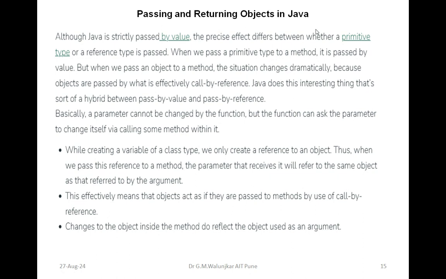When we are dealing with passing and returning objects, while creating a variable of a class type, you only create a reference to an object. Then when we pass this reference to a method, the parameter that receives it will refer to the same object as that referred to by the argument. So this effectively means that objects act as if they are passed to the method by reference. Changes to the object inside the method do reflect in the object used as an argument.